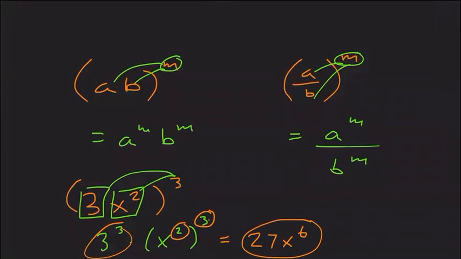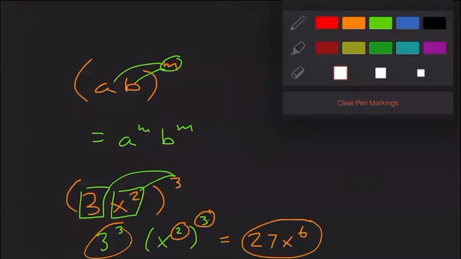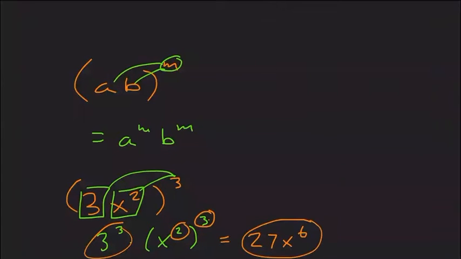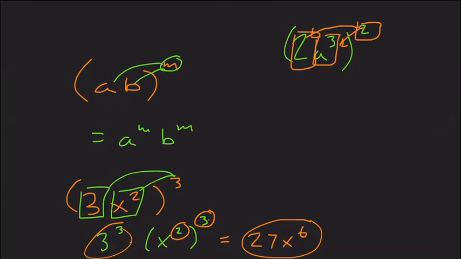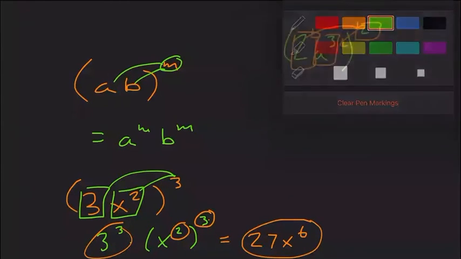Let's try another one. Let's say we have 2a cubed, raised to the second power. So like we said, if there's an exponent outside parentheses, it needs to get applied to all the factors on the inside. We have a 2 multiplied with an a cubed, so it needs to go to both of those.